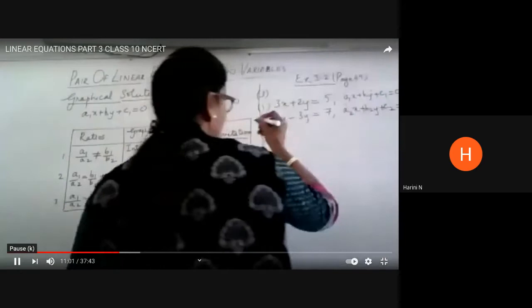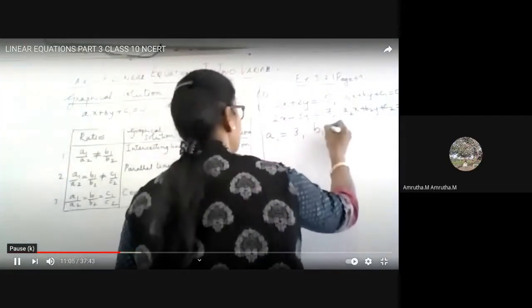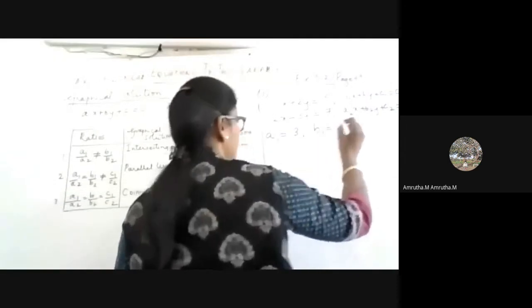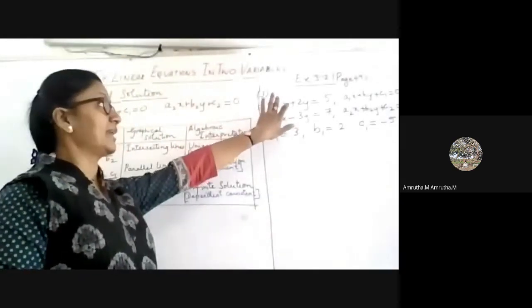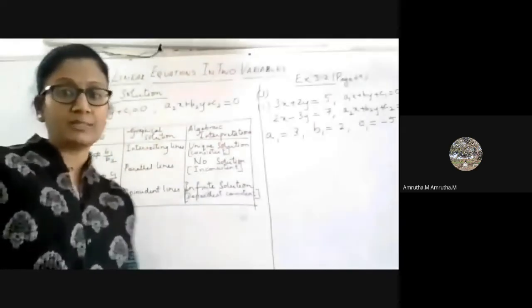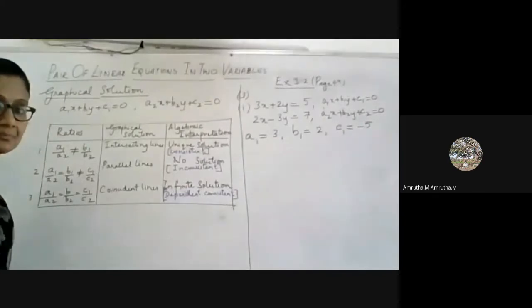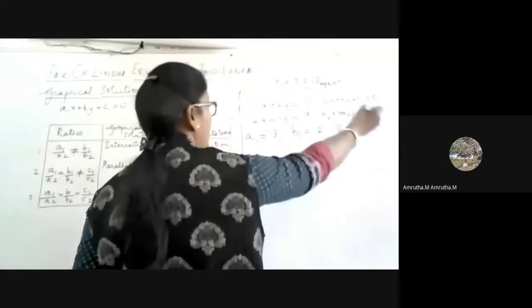So now comparing it, you know A1 is positive 3, B1 is positive 2, and what will be C1? C1 will be negative 5, because when you write it in the general form, you will write it as 3x plus 2y minus 5 equals 0. Alright? So you must be very careful when you choose the coefficients. So similarly, when you compare, what is A2, what is B2 and what is C2, you will.